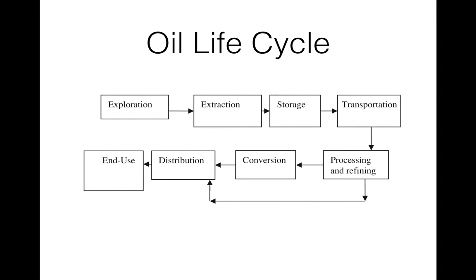Eventually, the oil is transported to a refinery where it's processed and refined. Once it's refined, it's converted into a final marketable commodity, and that final marketable commodity is distributed to end users. Sometimes the products are refined to a quality that can be distributed directly to end users, and so you see that alternative pathway at the bottom right.